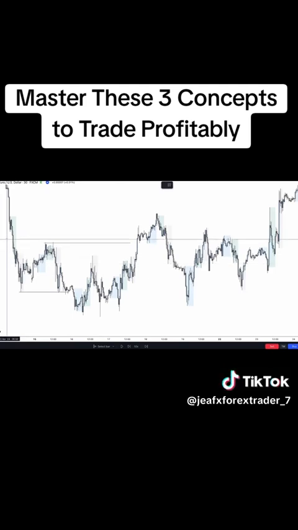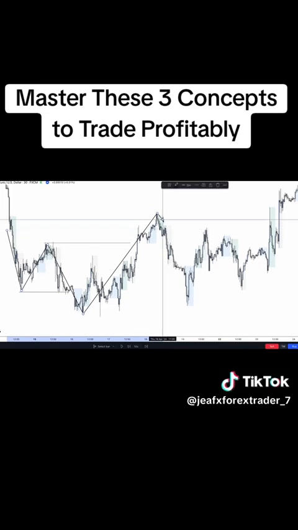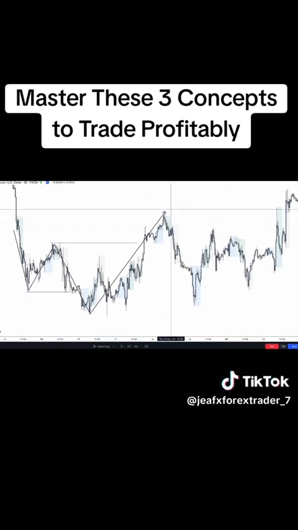Heading into that new phase of upward structure that we just started to look at, we have the structural shifts from bearish to bullish. So we have this lower low, lower high, lower low, and then we have this break into a higher high, then we start the uptrend. Now, once the market breaks into this higher high just here, this is where we can start identifying where to buy from.